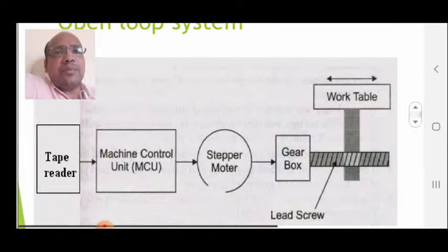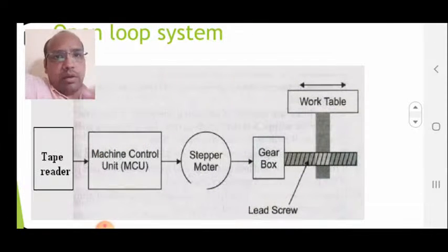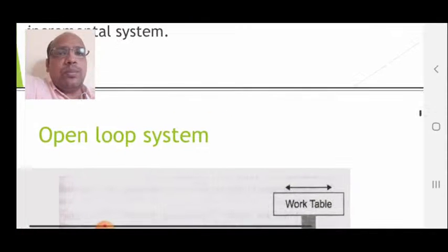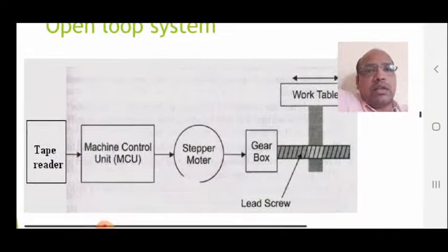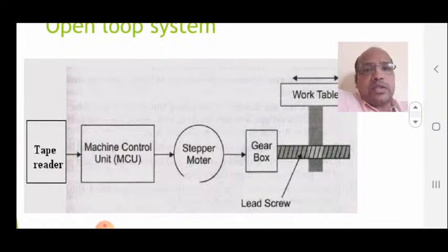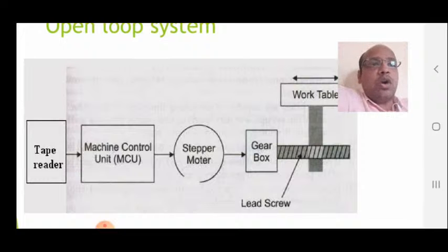Now let us see the next type of NC system on the basis of loop or control system, that is called the open loop control system. This is the open loop control system. Now in open loop control system, there are these components. First one is a tape reader, second is a machine control unit, then stepper motor, gearbox, lead screw and work table. Already we have seen the components of NC system, but there is no feedback system.